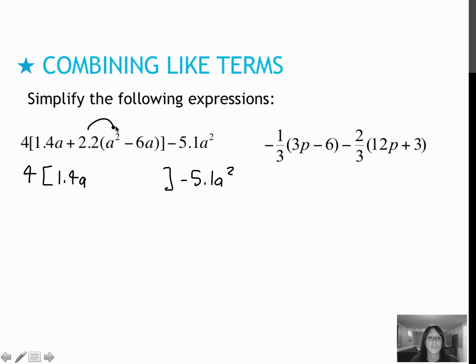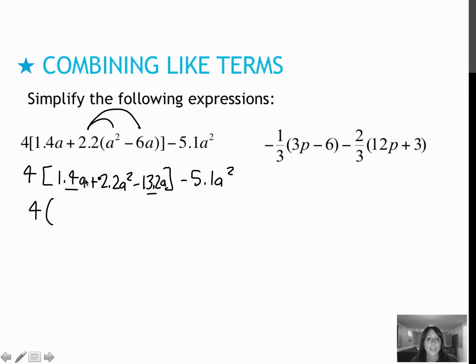But on the inside, I have 2.2 times a squared, which is 2.2a squared. And then I have 2.2 times minus 6a, which is minus 13.2a. Now, before I distribute this 4, which would have to be my next step so that I can get all of this out of brackets, I can see that on the inside of the brackets, I've got a couple of like terms. So it's easier to combine them before I multiply than after, but either way would be fine.